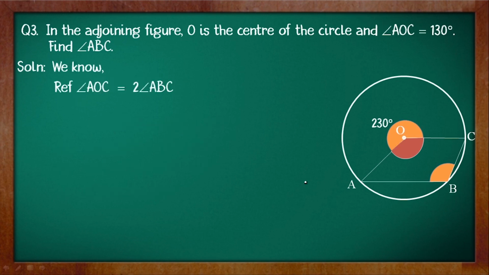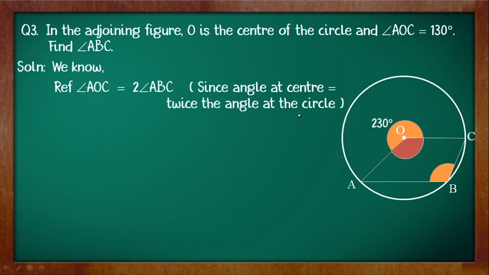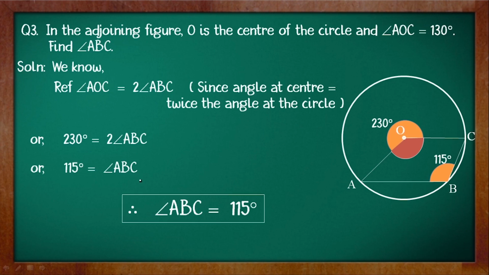We know that the angle at the center, that is reflex angle AOC, will be twice the angle at the circle. This is the angle at the center and this is the angle at the circle. Putting the value of reflex angle AOC, we have 230 degrees equals twice angle ABC. After cancellation, we get angle ABC as 115 degrees. Therefore, the value of angle ABC is 115 degrees. So this is how you solve this kind of problem.